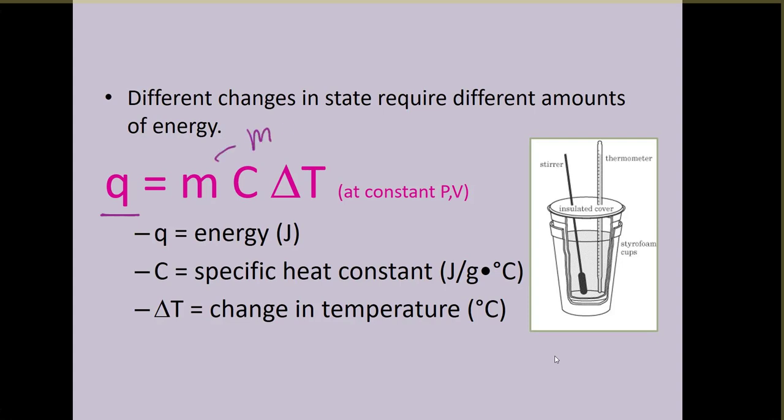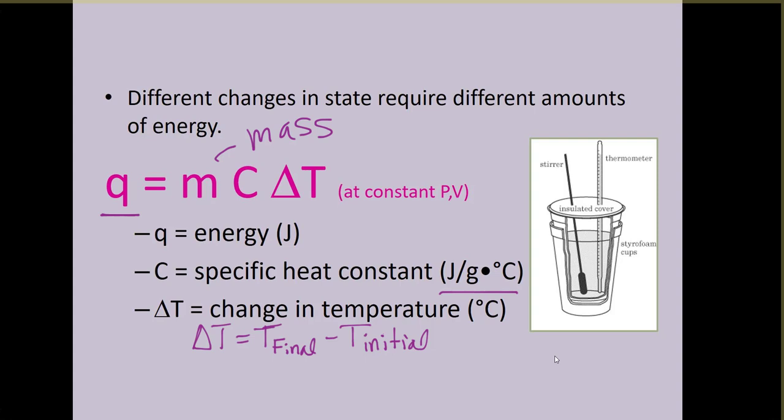M is mass. C is a constant. It's the specific heat constant. And all these units right here, they help transfer degrees Celsius and grams into joules, our energy unit. And then the last part of the formula is delta T. Delta T means change in temperature, and that is figured out by taking the final temperature minus the initial. Your delta T will have a negative value if you're cooling it off, and it will have a positive value if you're adding heat to your system.